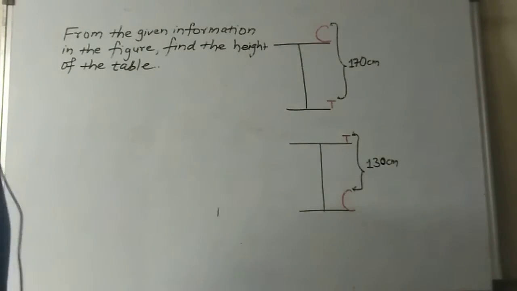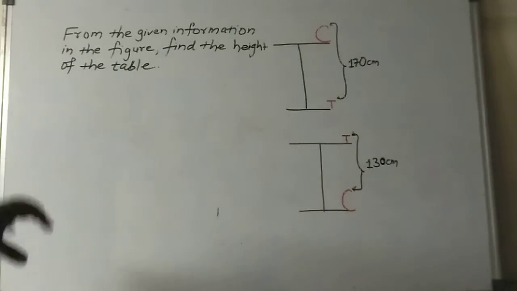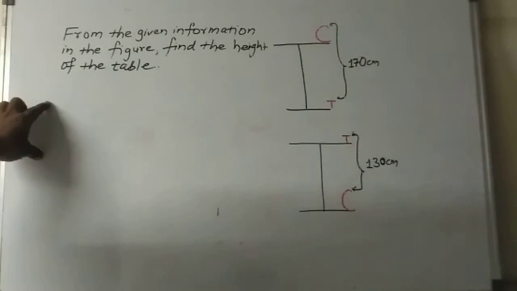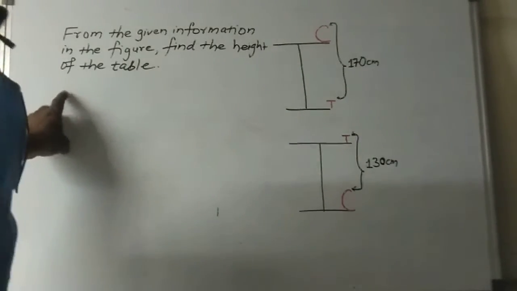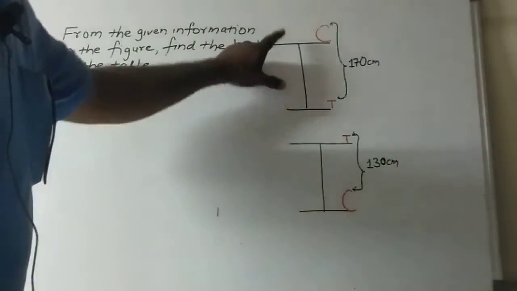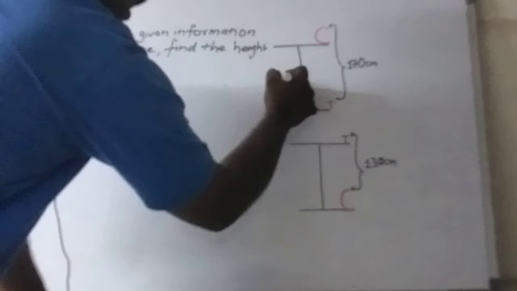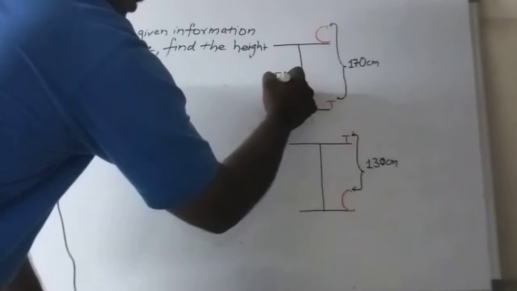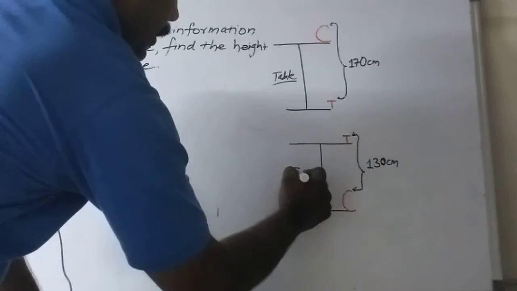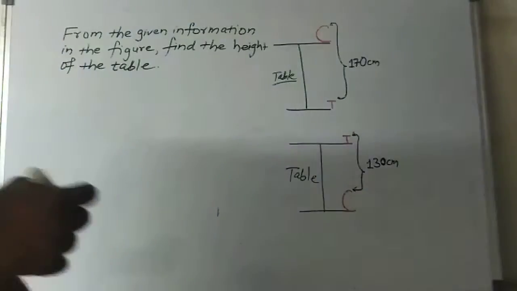Hi friends, so here we are going to solve this logical problem. From the given information in the figure, find the height of the table. So let us see what information is given here. A table is given. So the height of this table is going to remain constant. Height of this table will remain constant here.